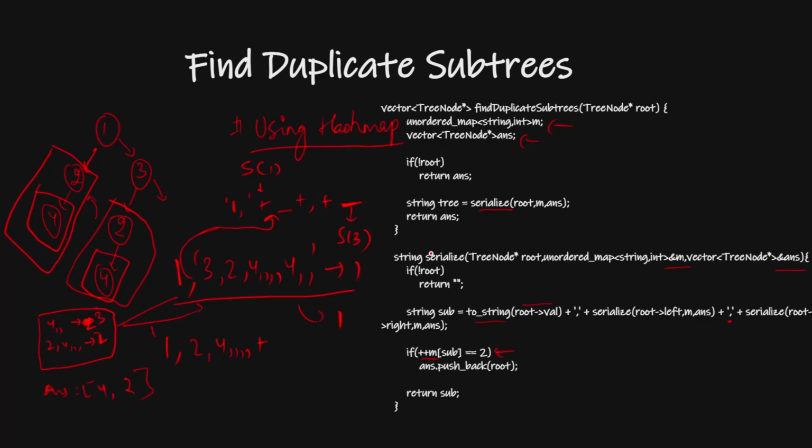So now let's understand the time and space complexity of this. I hope you understand how this works. The time complexity for the serialize operation will be O(n) because it will go to each and every node. Similarly our space complexity will also be O(n), for the function call stack plus O(n) for the unordered map. So overall our time and space complexity will be O(n).